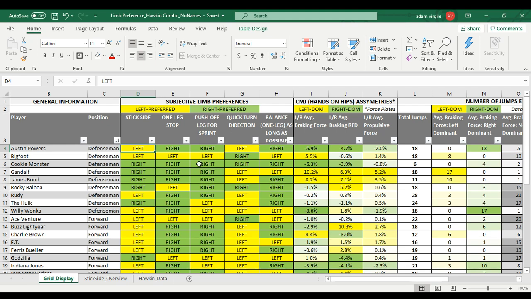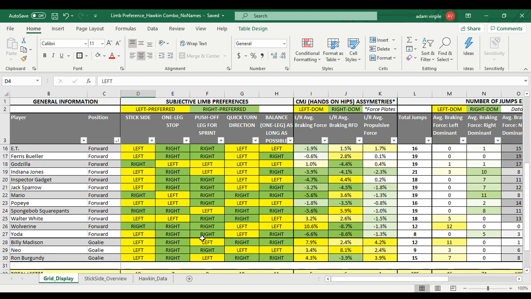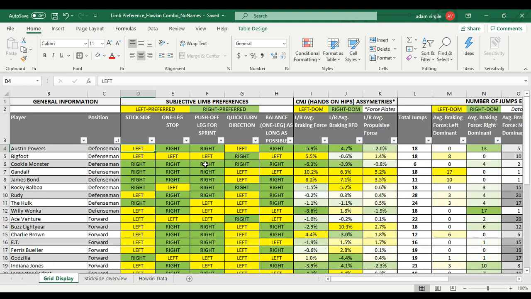And the first thing that we notice, left is in yellow, right is in green, and that's kind of reflected throughout this entire thing. But there's a lot of variability here within positions, across positions, within each person. And the only thing that I want to get across here is that limb preference is task specific.